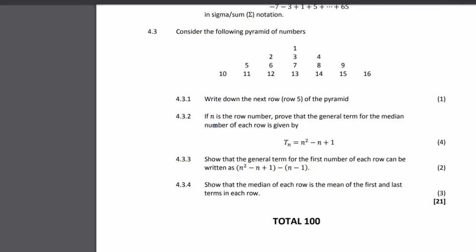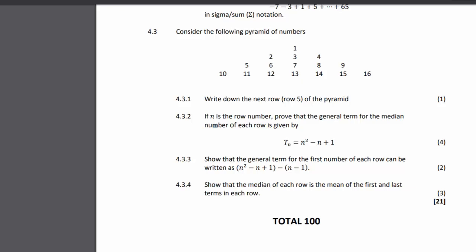So for example, 3, this is the second row number, okay? So the median is 3 minus the row number is 2, 1 minus the row number is 1. So 3 minus 1 is 2. Here's the median, 7 minus 1 minus the row number, the row number is 3. So 7 minus the row number minus 1. So 3 minus 1 is 2. So 7 minus 2 is 5.